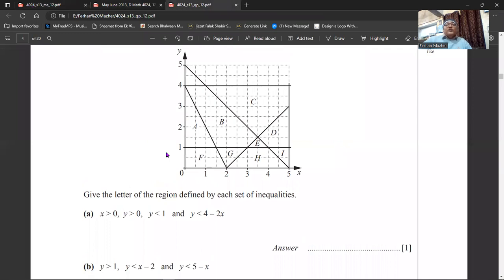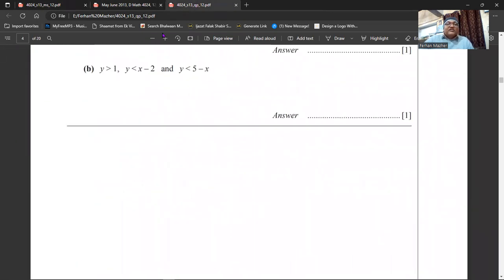I hope you understand this question, number 5. The inequalities were given, and the main thing is you have to recognize which equation represents which line. Then you also need to understand which region they are talking about. I have tried my best to explain to you. So let's go to the next question.